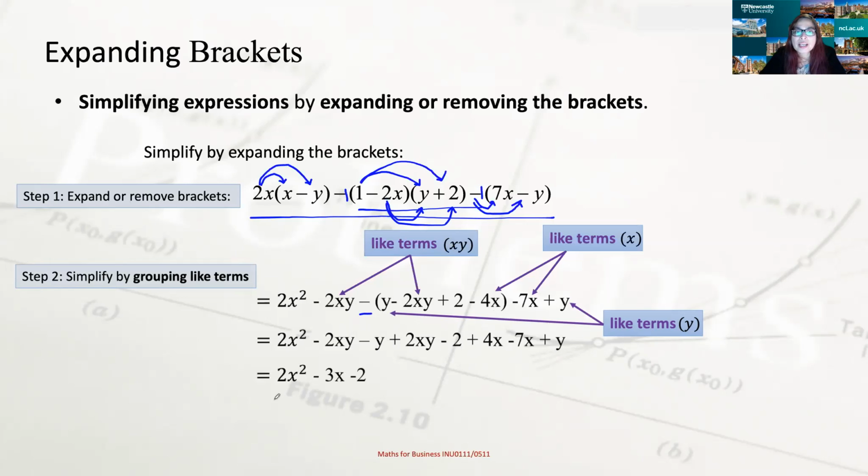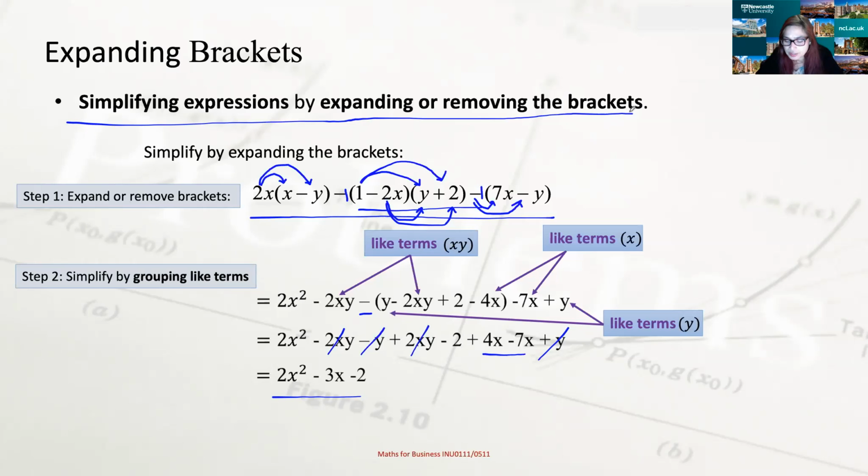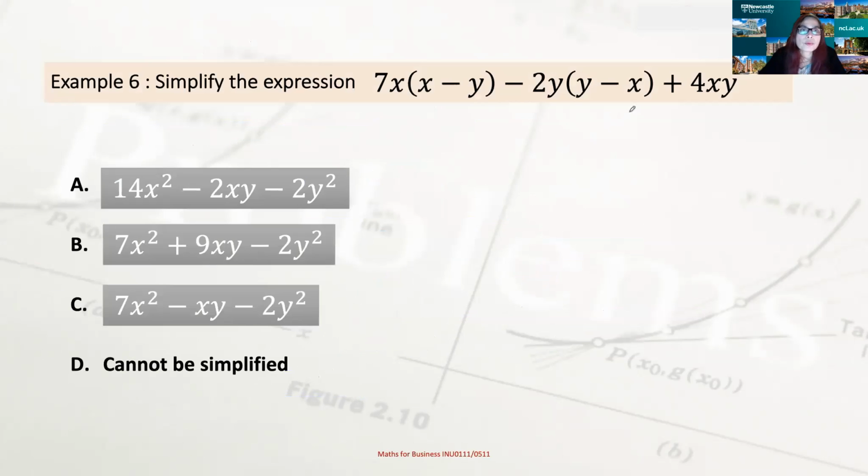And then you simplify, taking all the like terms. What has happened here? Minus 2xy plus 2xy is gone. Minus y plus y is gone. And I have two like terms which I can add, and then I get this. Cool. That's how you simplify expressions by expanding or removing the brackets. Now, I want you to try this out. Good. That's right, very good.